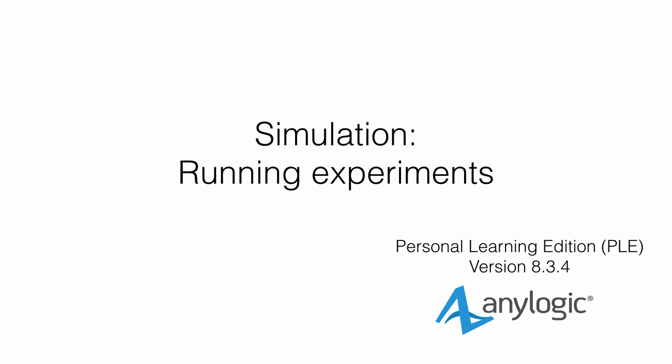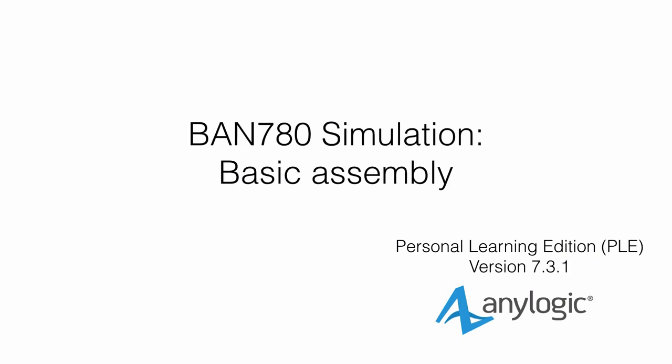In this video, I'm going to use the Personal Learning Edition and illustrate how you can go about getting stuff done that is typically only available in the professional version. As a base model to illustrate this, I'm going to use an earlier YouTube video that I recorded, a three-part video that focused on an honors module little problem that we used during a class example called Basic Assembly. That was recorded in the Personal Learning Edition version 7.3.1, and I urge you to go through those three videos because we will use that model as our base.